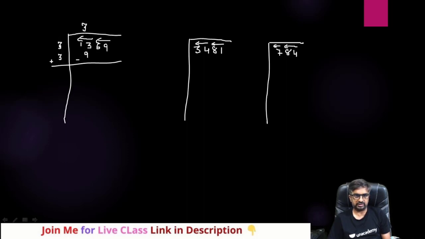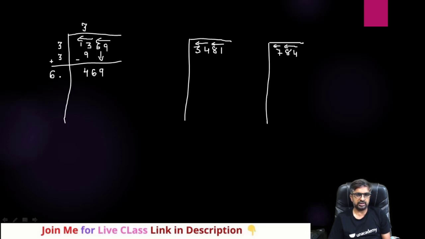Now subtract this and add this: 3 plus 3 will be 6. Subtract 13 minus 9, so 4, and every time you need to bring down the pair, so 469. Whatever term you select here, whether 61, 62 or 63, you multiply with the same number: 61 ones, 62 twos, 63 threes, 64 fours.